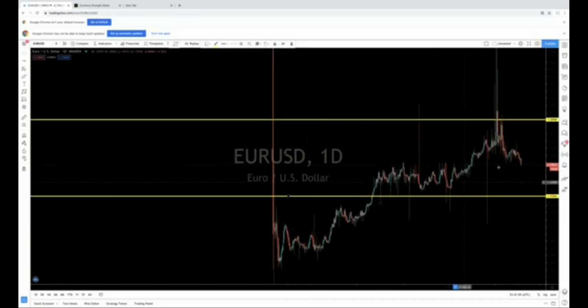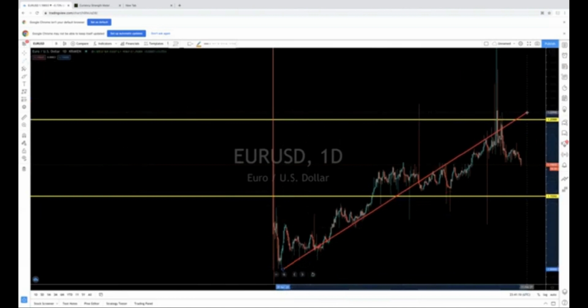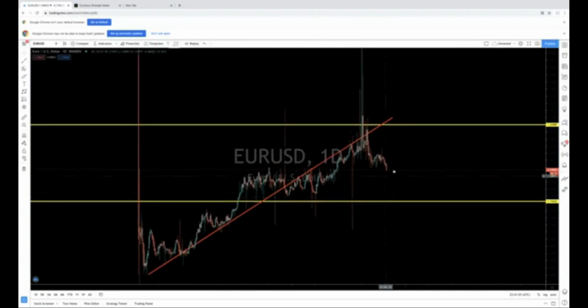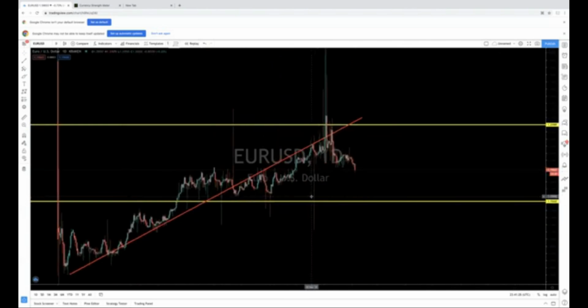It was going up. If I can get my trend line, I can show you that this is an uptrend here. It's going up. See, guys, it's an uptrend. So this is showing us that EUR USD is in an uptrend, and it is currently consolidating at this particular time.